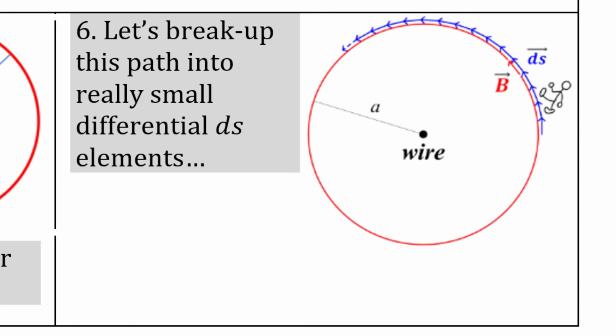Box 6 says, okay, take what you have there in box 5 and break it up into teeny tiny differential line segments. Each line segment is denoted by vector ds, where the magnitude of ds is the magnitude of the differential line segment, and the direction of that vector ds is always parallel to the magnetic field vector shown.